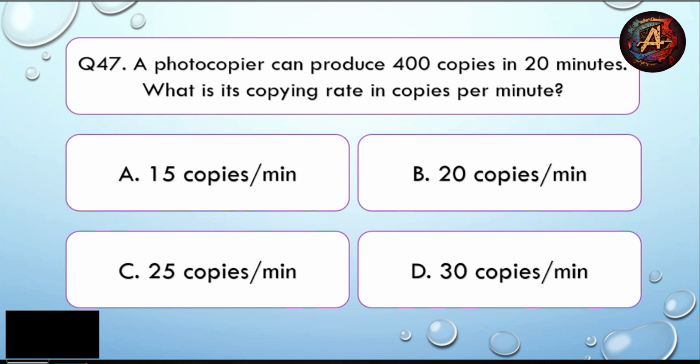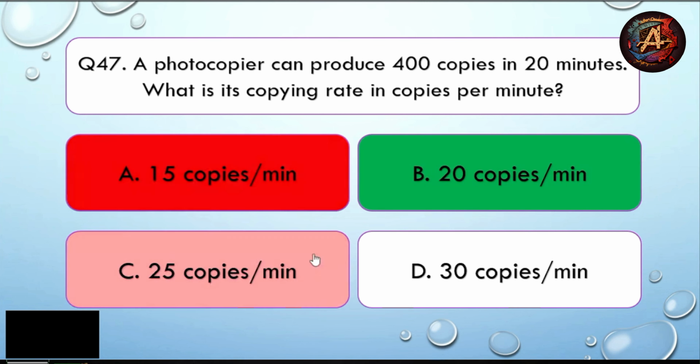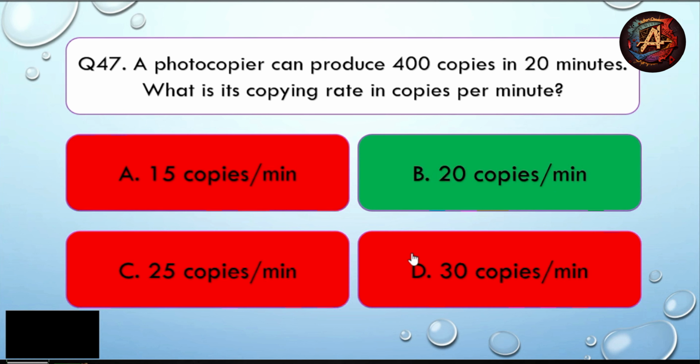Alright, my dear math learners, the question is very, very easy. The same concept. What we will do is we just divide 400 by 20, and the answer for that is letter B. Okay, so you just divide 400 by 20, and that is the answer. Or 20 times 20 is equal to 400 copies. Easy, right? So now let's go to question number 48.